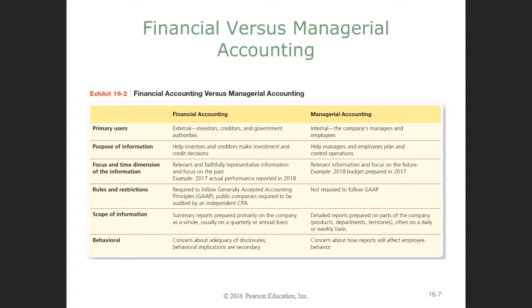Managerial accounting is not required to follow GAAP. And for the scope of information, detailed reports are prepared on parts of the company. A specific department may have a specific report that they look at, and these reports could be created more frequently. For instance, an accounts receivable report for the receivables department: they probably want to see that report once a week because they want to get in touch with customers that aren't paying. Whereas financial accounting reports are normally created a little less frequently.